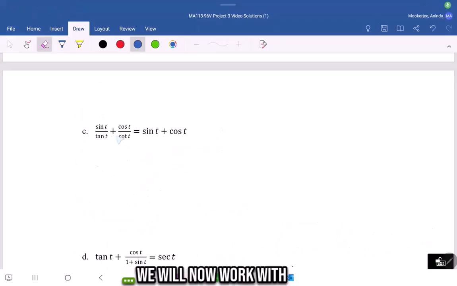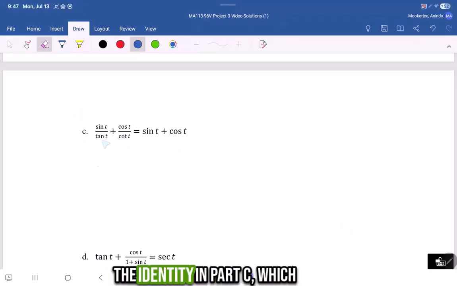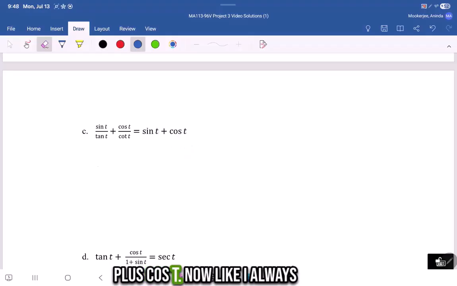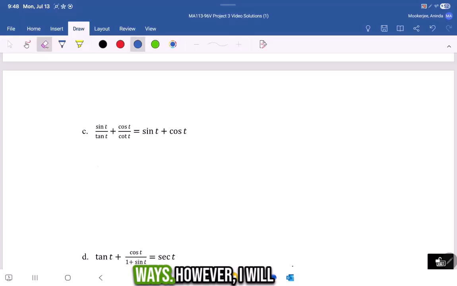All right. We will now work with the identity in part C, which is sin t over tan t plus cos t over cot t equals sin t plus cos t. Now, like I always say, an identity can be verified in many different ways. However, I will proceed in verifying this by combining the terms on the left-hand side. And once we add the two terms, we should be able to simplify it and get to the expression on the right-hand side, which is sin t plus cos t.